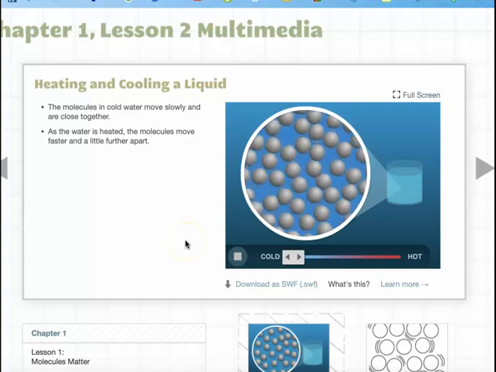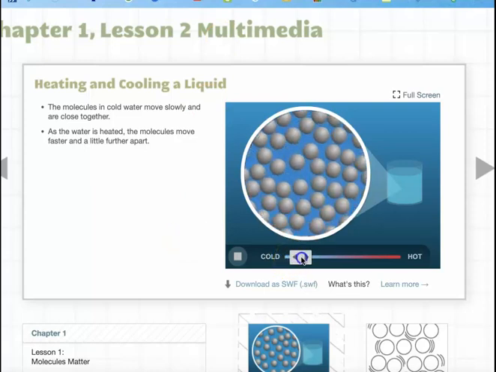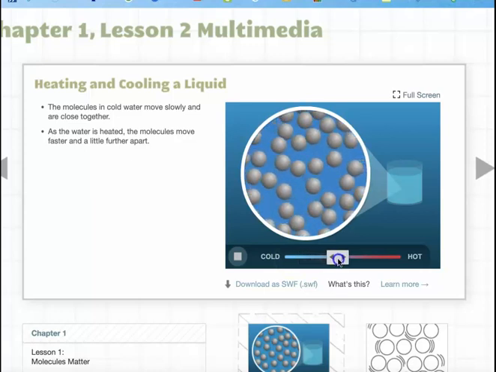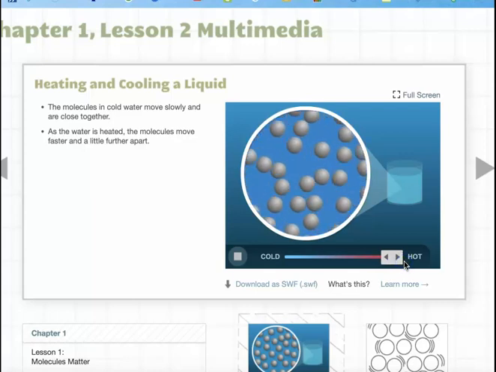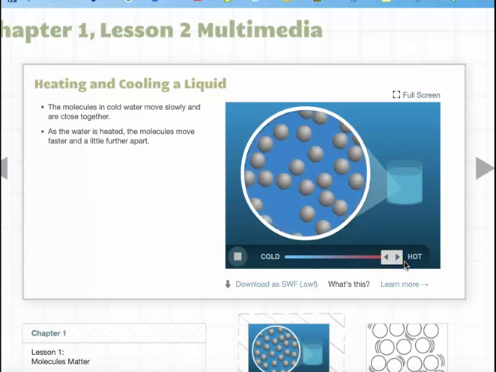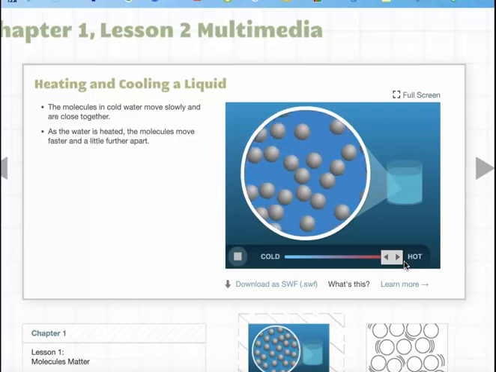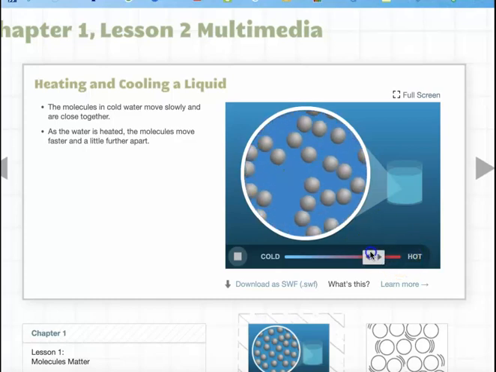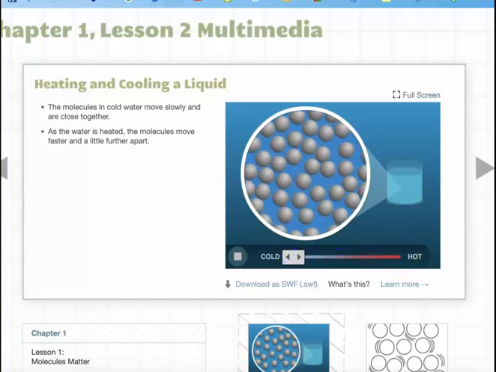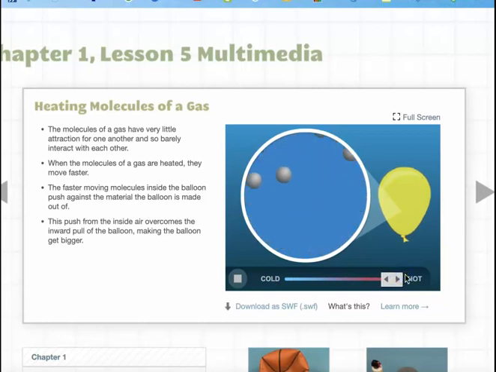This is for the liquids. So here you can see in cold temperatures, and we start to heat it up, heat it up, heat it up. So again, you're answering the question, do the molecules of the liquid move faster at the high or low temperatures? Yeah, this is for the liquid, high temperatures, low temperatures, and here's the gas, low temperatures and high temperatures.